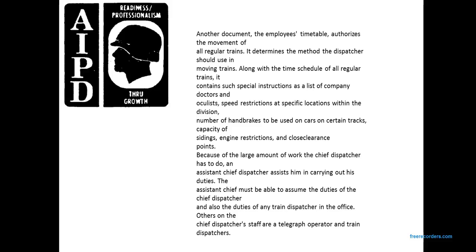Because of the large amount of work the chief dispatcher has to do, the assistant chief dispatcher assists him in carrying out the duties. The assistant chief must be able to assume the duties of the chief dispatcher, although the duties of the train dispatcher are in the office of the others: chief dispatcher, staff of the telegraph operator, and train dispatcher.